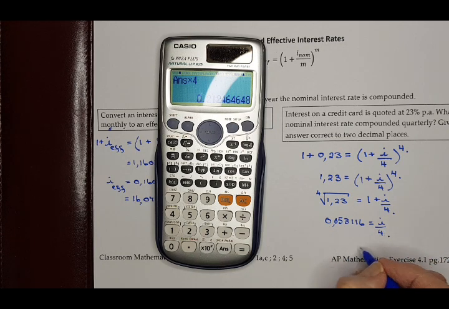And my nominal interest rate is equal to 0,21246, which is the same as 21,246% per annum compounded 4 times a year, quarterly.